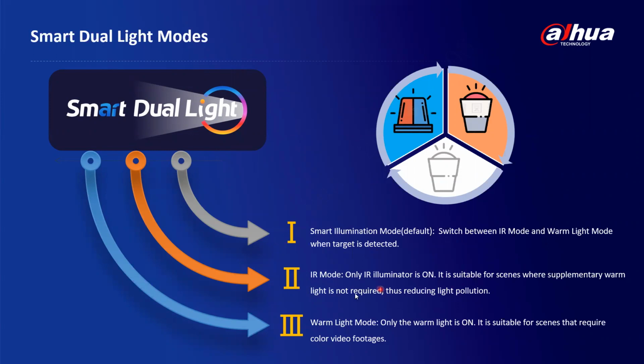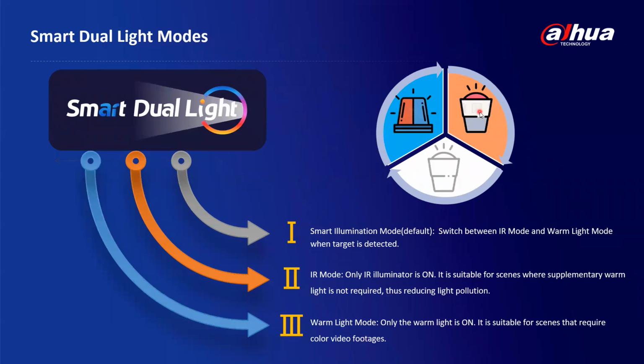Then we have the IR mode. In this case, only the IR illuminator is going to be on. It is suitable for scenes where supplementary warm light is not required, reducing the light pollution that occurs when the warm light and the IR light are activated at the same time. So you can activate this when you do not need any kind of supplementary warm light in that environment. Then we have the white light mode.